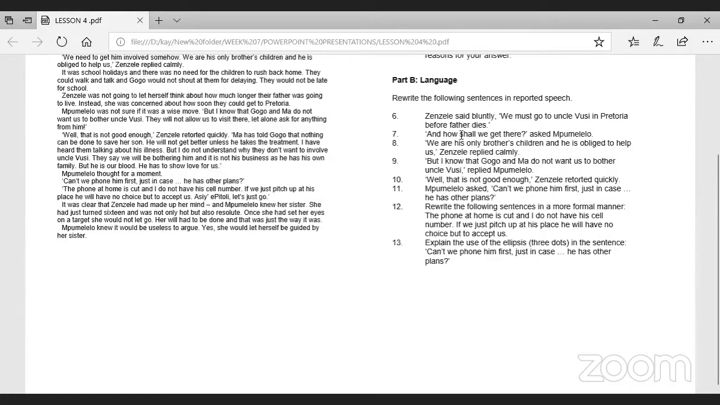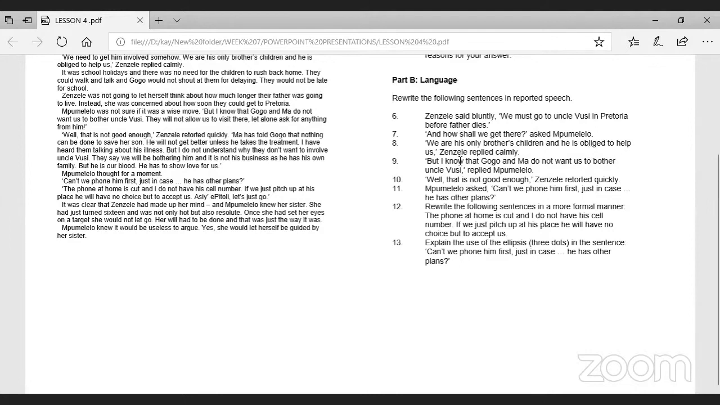Right, for number 6, the answer would be, Zenzele said bluntly that they must go to Uncle Vusi in Pretoria before their father died. Okay, if you notice, as we had said, once you change the direct speech into reported speech, the tenses change, okay? Tenses change, right?